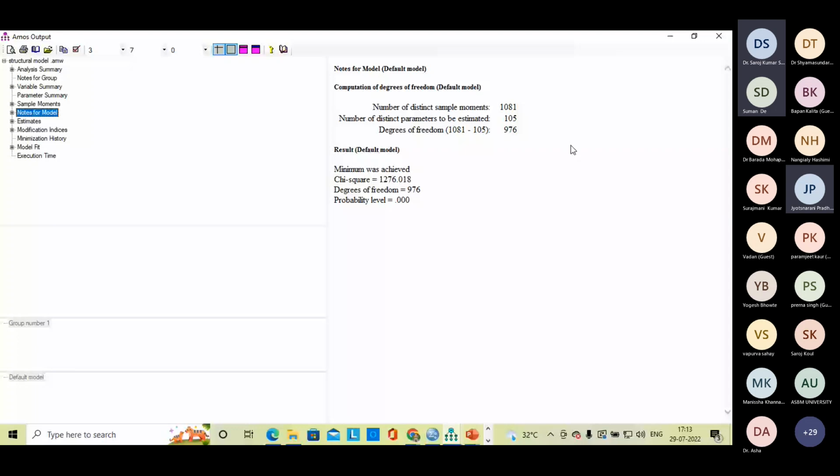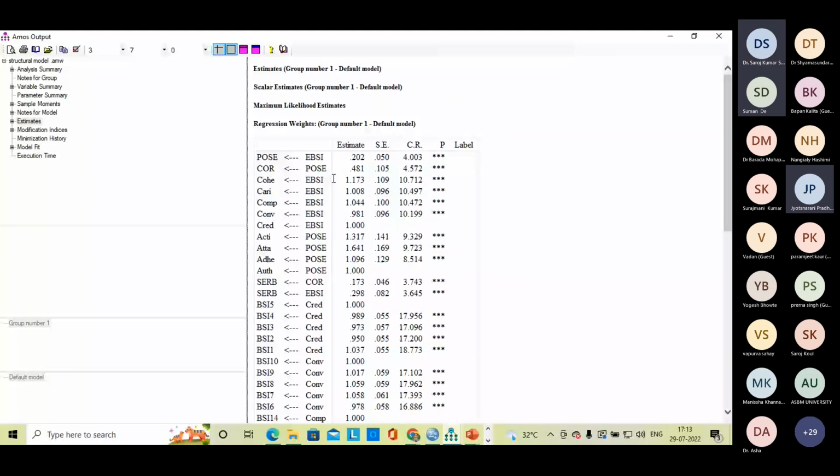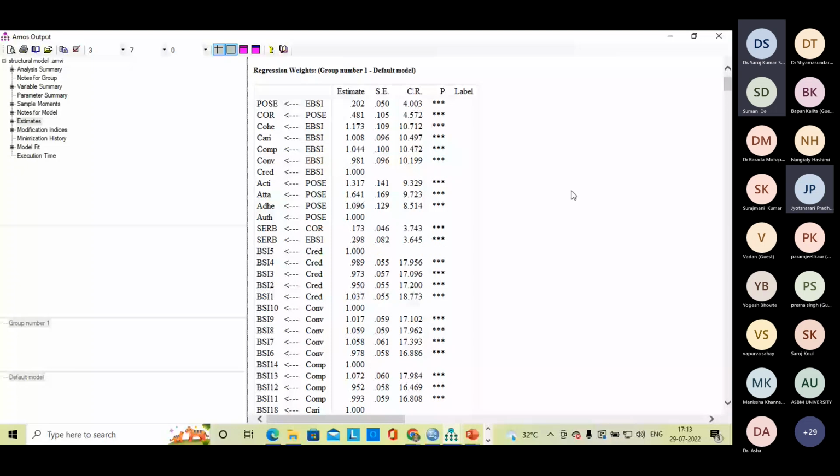Now look at here, please go towards the estimates. Please click on the estimates. Okay, I think you have not operated. Okay, let me operate and show you. Estimates. Now look at here. See, what is my direct relationship? EBSI to ACRB. Look at here, EBSI to ACRB.